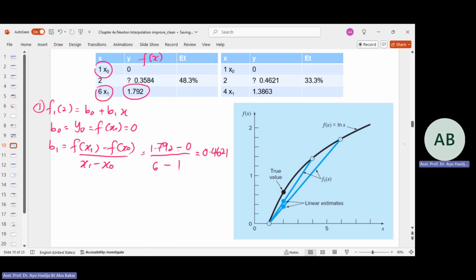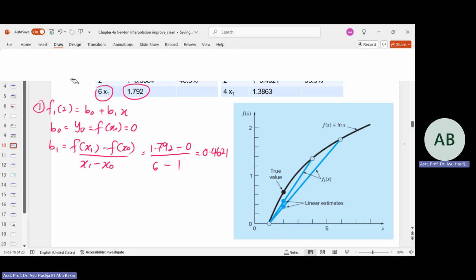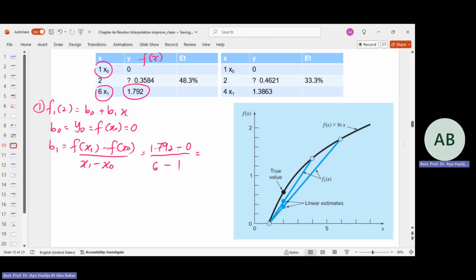Do you all get the same now, or different? Wait, 0.31. Yeah, sorry, 0.4621 is for x1 equals 4. This one should be 0.3584.